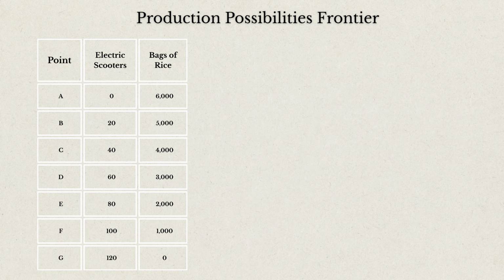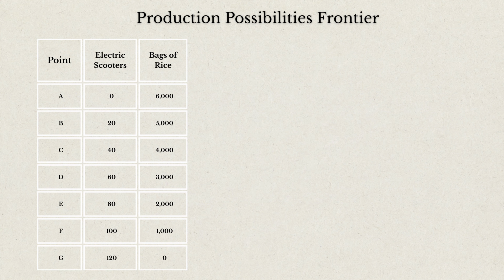Now let's move to the production possibilities frontier. It shows the different combinations of two goods an economy can produce when resources and technology are fixed. Imagine a small economy that can produce only electric scooters and bags of rice. With its current workers, machinery, and technology, it can produce the combinations in the given table. This table tells us the trade-off. If the economy wants more scooters, it must give up some rice. If it wants more rice, it must give up some scooters. That is the central idea of economics. Resources are limited, so choices involve trade-offs.